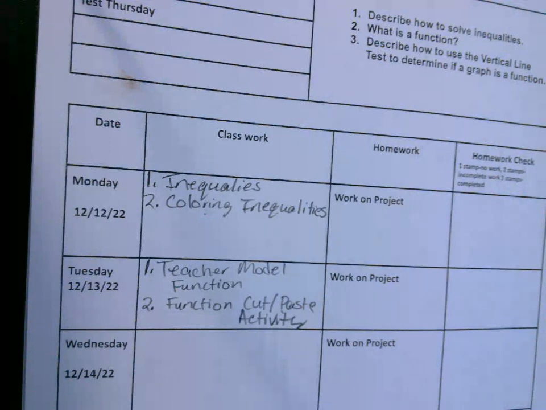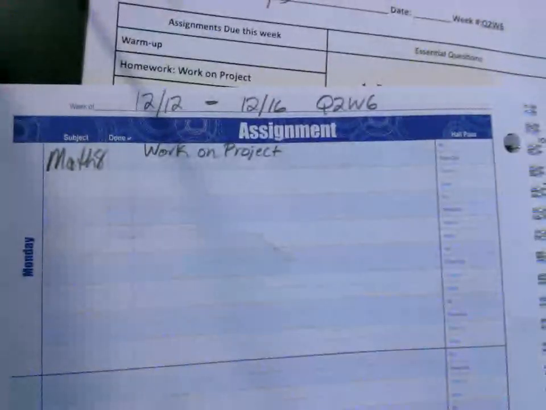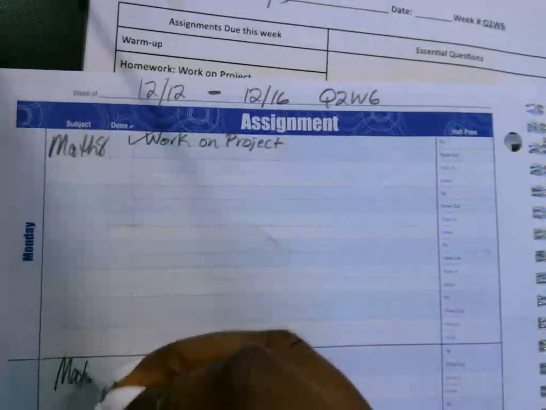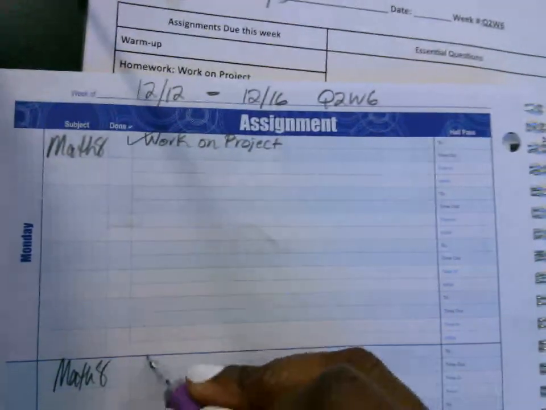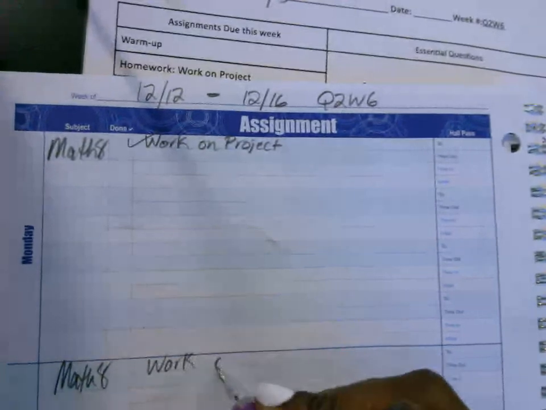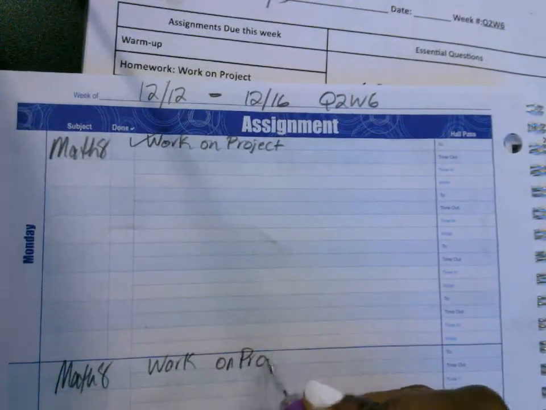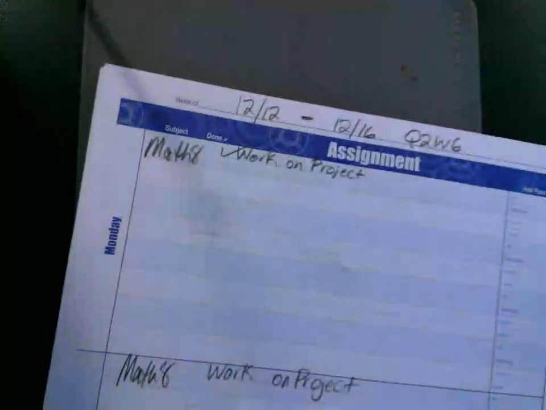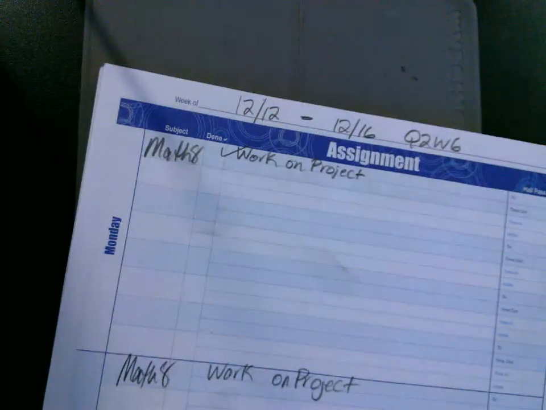All right, let's write our homework in our planner. We're working on our project. So we have Math 8. If you worked on the project last night, check it off. Math 8 for today. We're also working on the project. With the project, guys, please don't forget, I'll show you again.